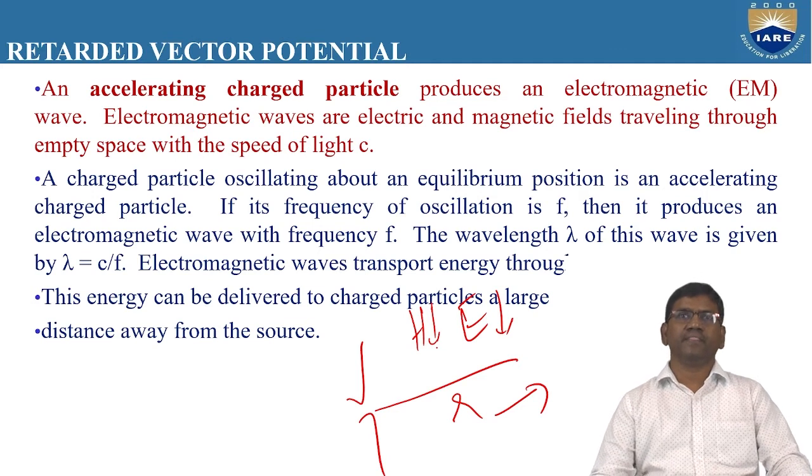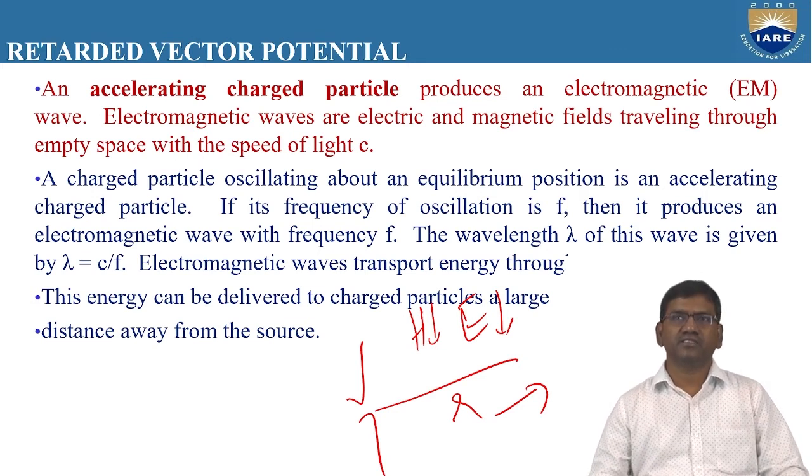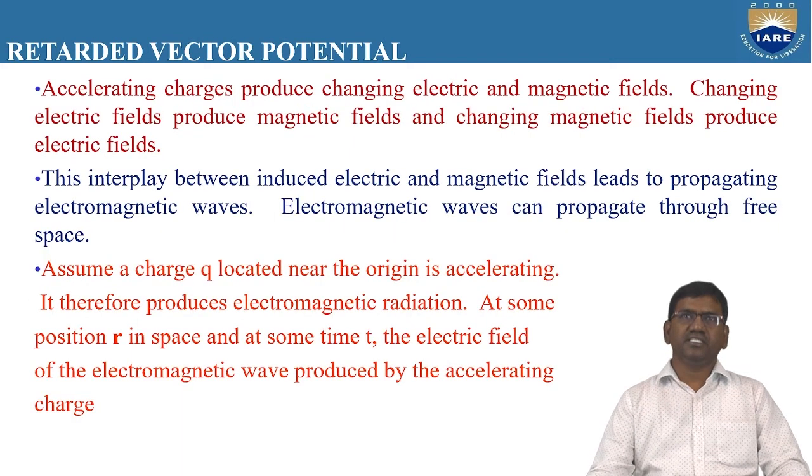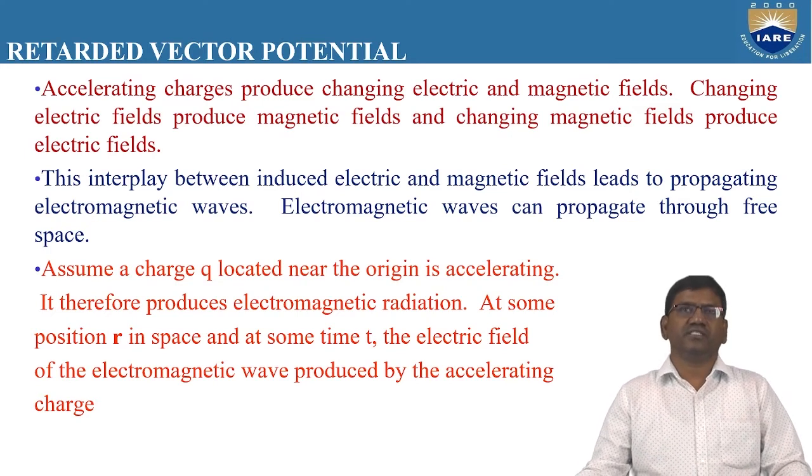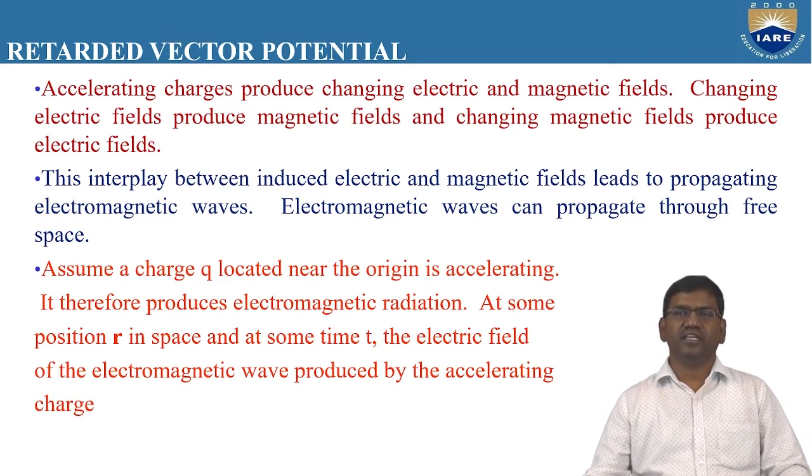The electric field strength and the magnetic field strength will gradually decrease. Here, these accelerating charges produce changing electric and magnetic fields. As we already know, when charges move, they produce changing electric and magnetic fields. According to our physics theory, any changing electric field will produce a magnetic field, and any changing magnetic field will produce an electric field.